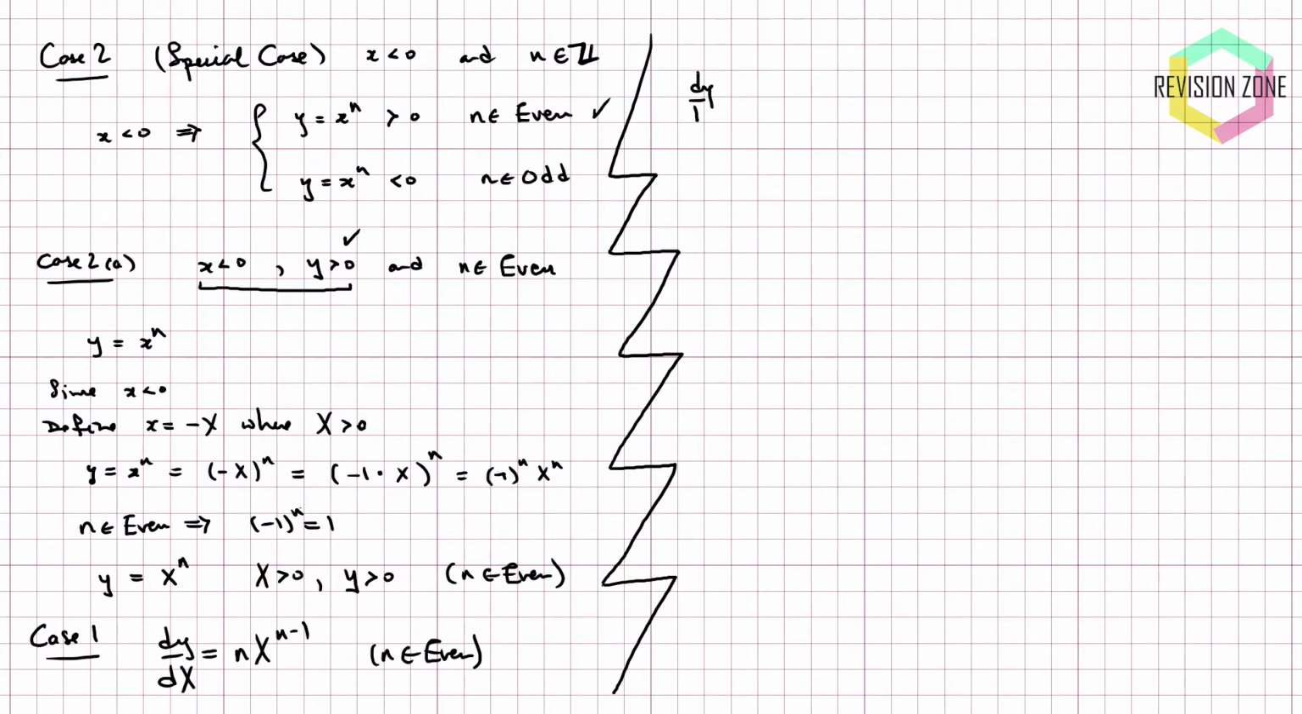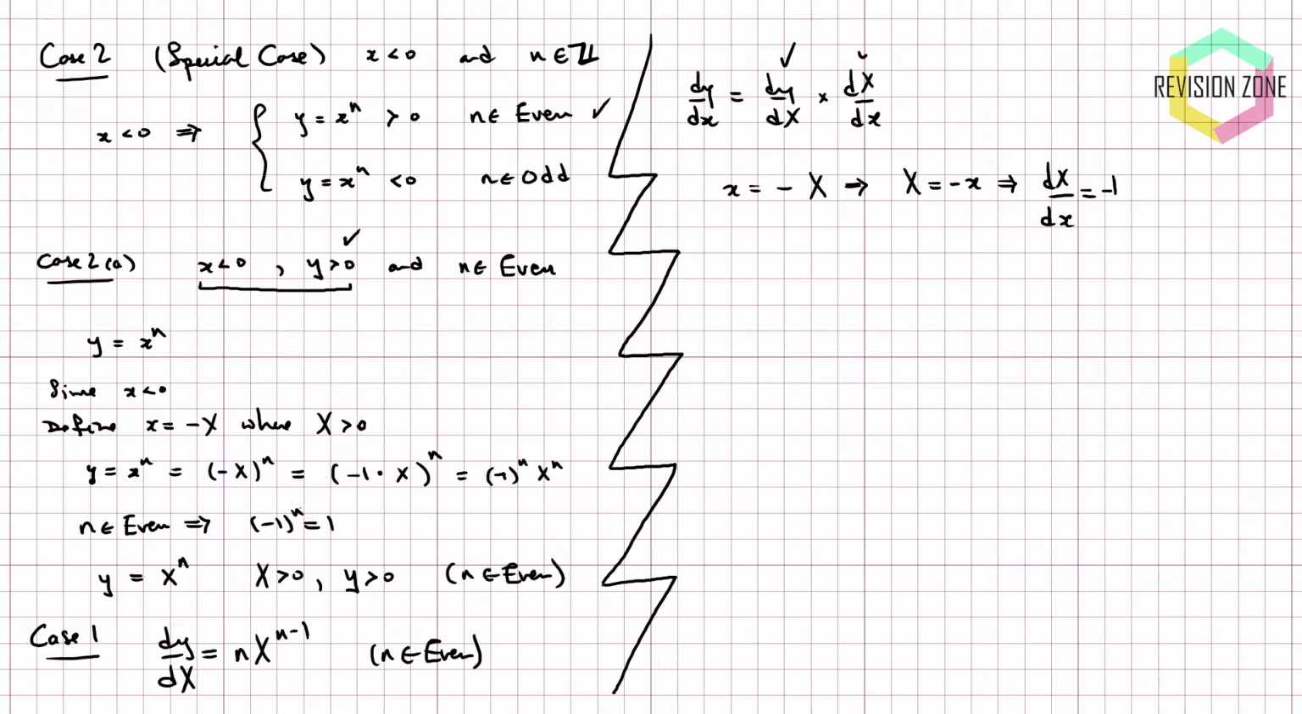So I'm going to say dy by d lowercase x is the same thing as dy by d uppercase x times d uppercase x by d lowercase x, okay? So we already know dy by d uppercase x, so we work out d uppercase x by d lowercase x, okay? Since we know that lowercase x is negative of uppercase x, that's the same thing as saying uppercase x is negative of lowercase x, and then that tells me directly that d of uppercase x by d of lowercase x is just negative 1.